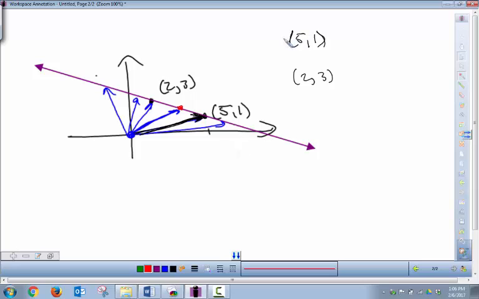If all I have are the points 5, 1 and 2, 3, how do you think we can get to this other point over here? Any ideas? Can average the two? Is halfway? Yeah, midpoint, or the average of the two would probably work.